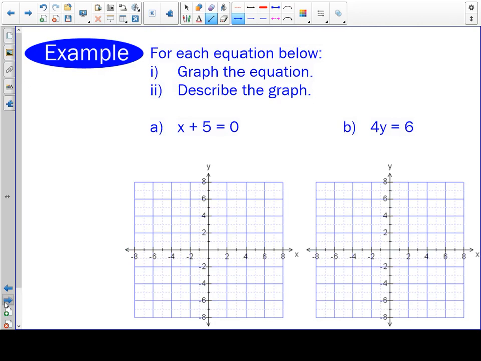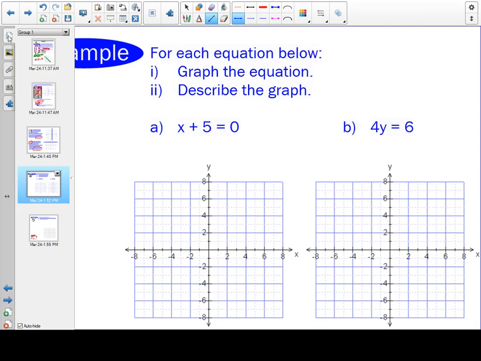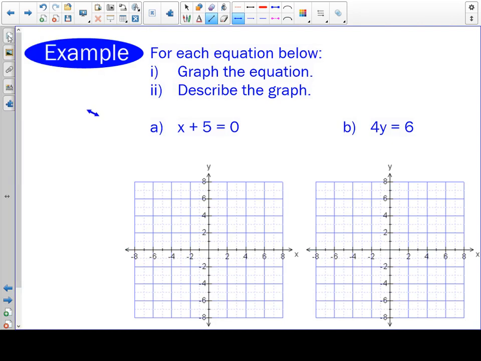So let's go ahead and do a couple examples, see if we can see how this all works out. For each equation, graph it and describe the graph. So we have x plus 5 is equal to 0. So we need to solve for x. So that just means kicking that over here. When it comes over there, it becomes negative 5 because we would add negative 5 to both sides of the equation. So we get x equals negative 5.